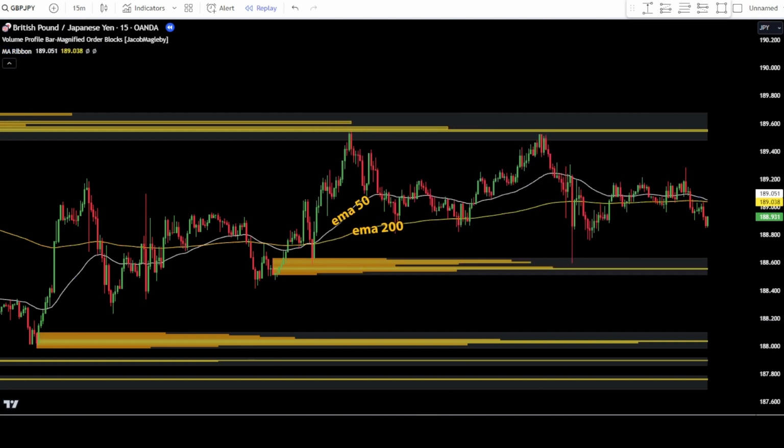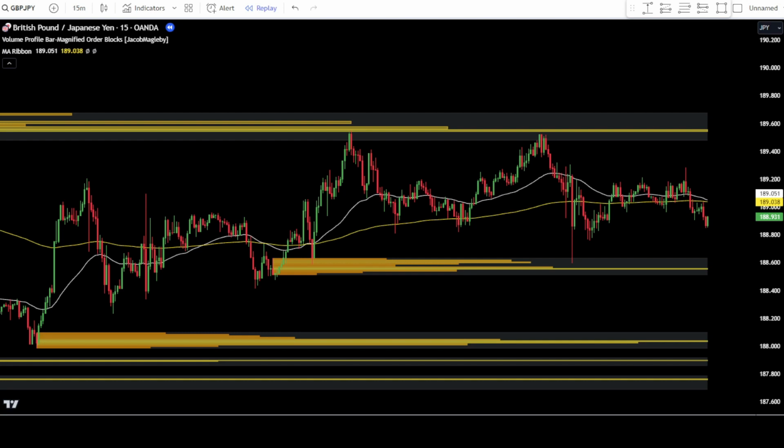When the EMA 50 crosses or is above the EMA 200, it indicates a bullish trend. In this scenario, your main focus should be on finding the best entry points for placing buy orders. Conversely, when the EMA 50 crosses or is below the EMA 200, it indicates a bearish trend. In this case, your main focus should be on finding the best entry points for placing sell orders.